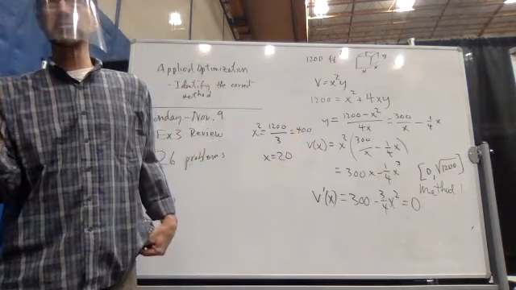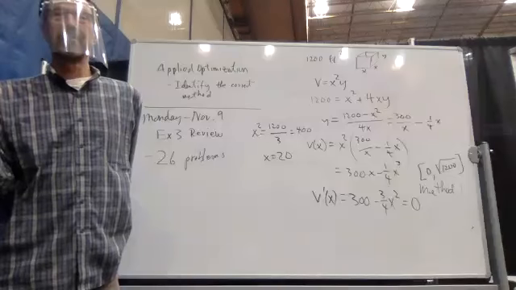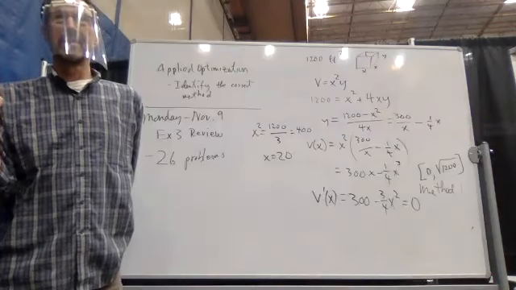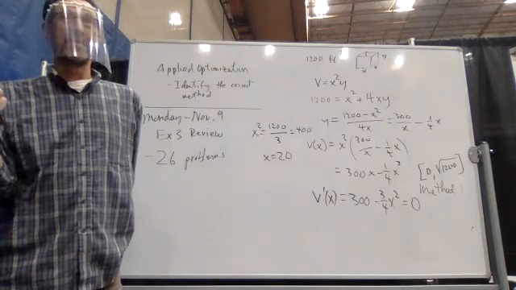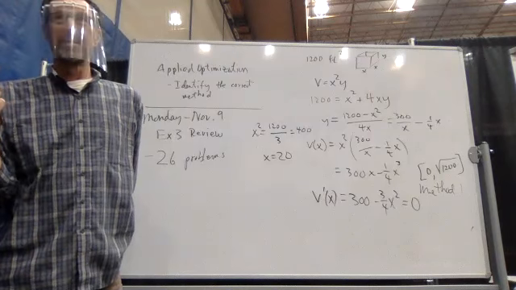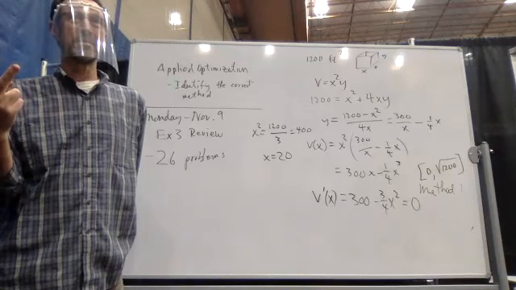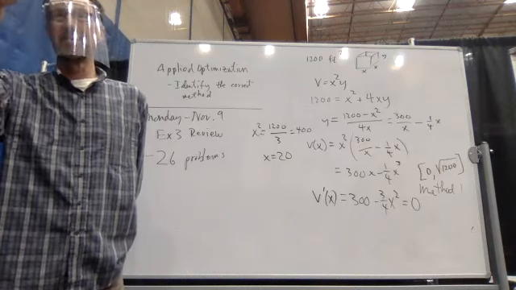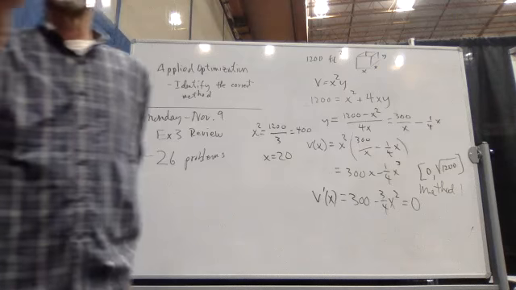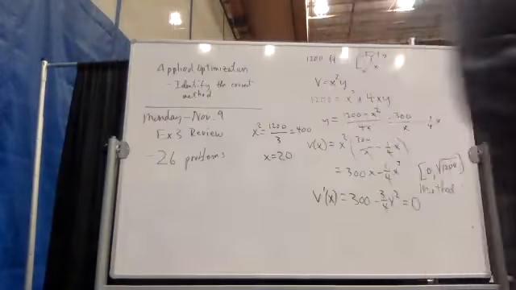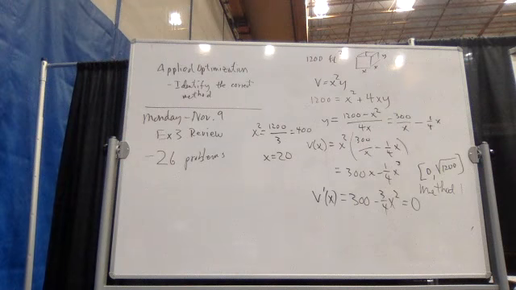The function has two critical points. What's the other one? Not 0. Did someone else say it? Who said it? Negative 20. Yeah, why am I ignoring it? It doesn't make sense. Mathematically, it's not on the interval. We only care about the interval 0 to the square root of 1200, so negative 20 doesn't make sense.